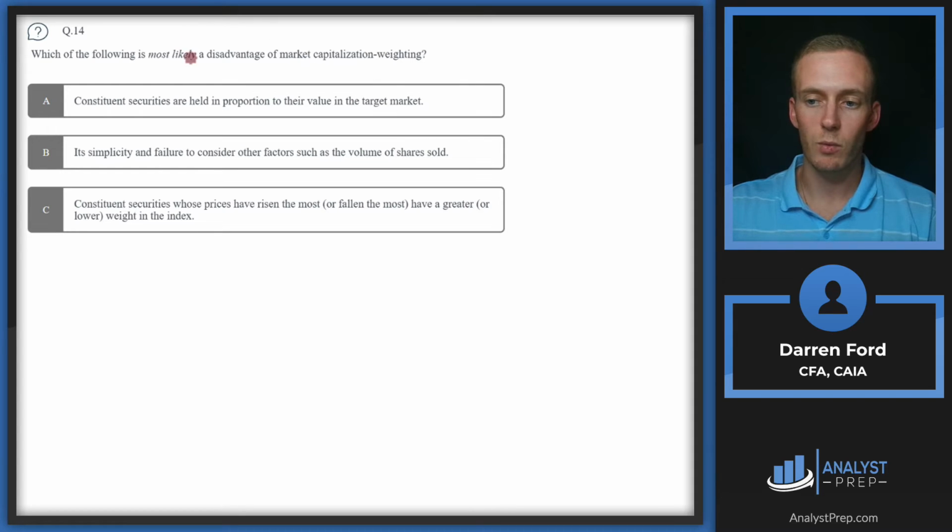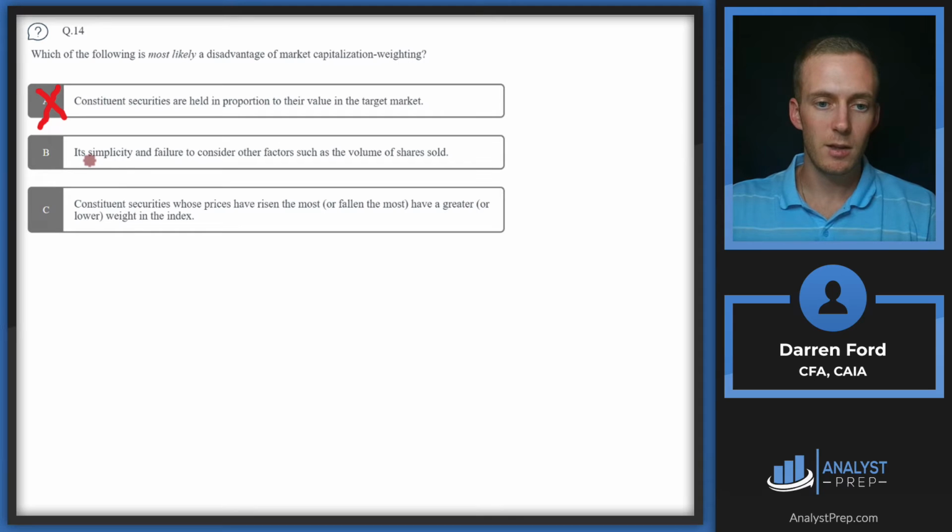So we can go ahead and rule this out. If we're using a market cap weighted index, the securities are held in proportion to their market cap, not any value, not any target market. So we can go ahead and rule that out. B, its simplicity and failure to consider other factors such as the volume of shares sold.